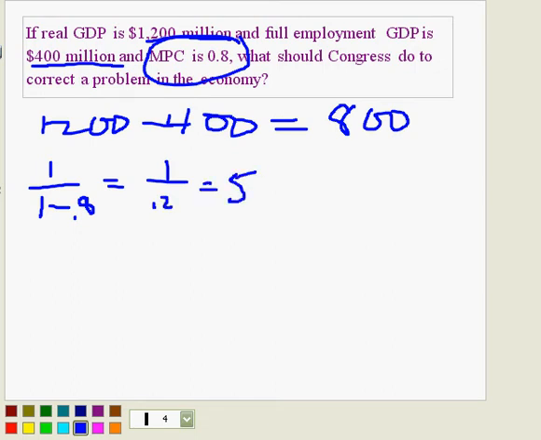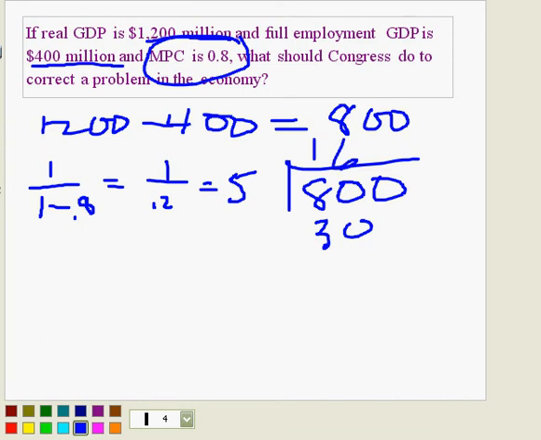And we find out that any kind of expenditures the government makes is going to impact the economy 5 times the amount of that expenditure. So if we divide 5 into 800, and I hope it's even because that will make it a little bit easier for me, 160, if the government decreases spending by $160 million, we know that that will cause an $800 million decrease in GDP and bring the economy to full employment.